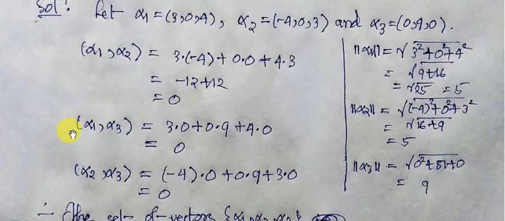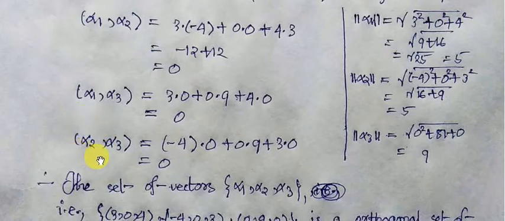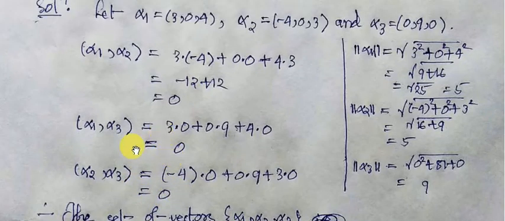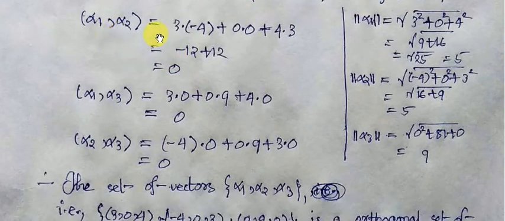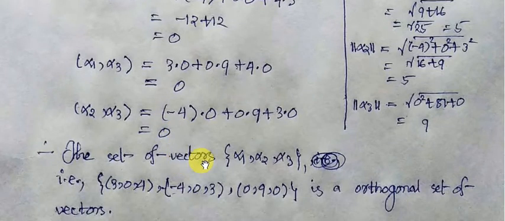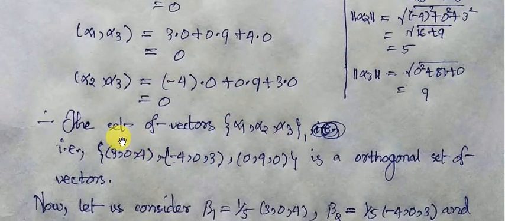Similarly, we have calculated the inner product alpha 1 comma alpha 3, and its value is equal to 0. And also we have calculated alpha 2 comma alpha 3, and the value of this inner product is also 0. So for the distinct pairs of members from this first set of vectors, each and every inner product value is equal to 0. That means we can say the collection of vectors alpha 1, alpha 2, alpha 3 is an orthogonal collection. That means the collection 3, 0, 4, minus 4, 0, 3, 0, 9, 0 is an orthogonal set of vectors.